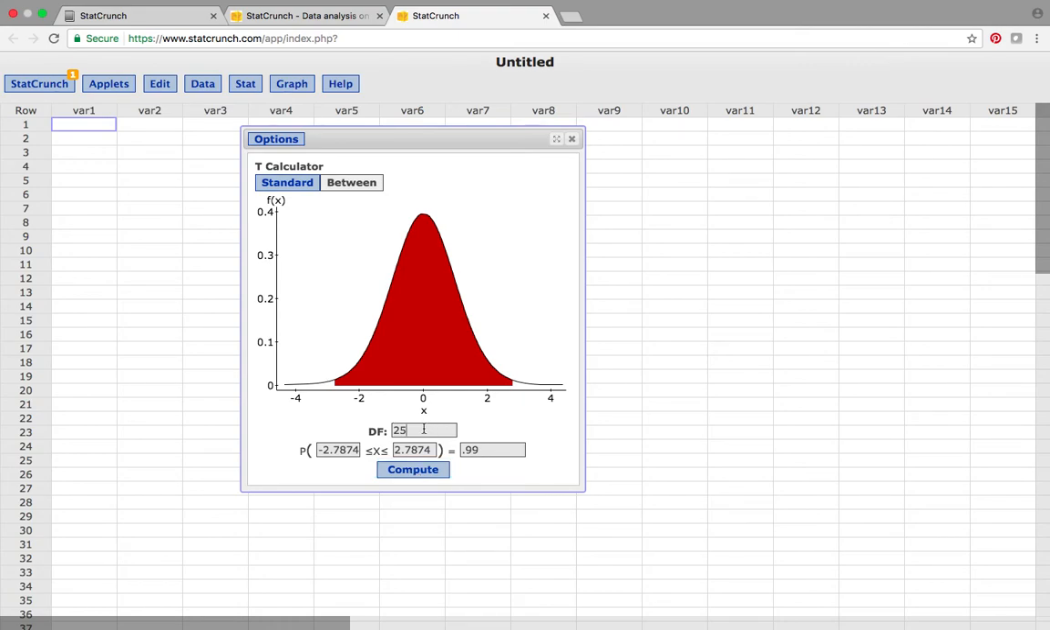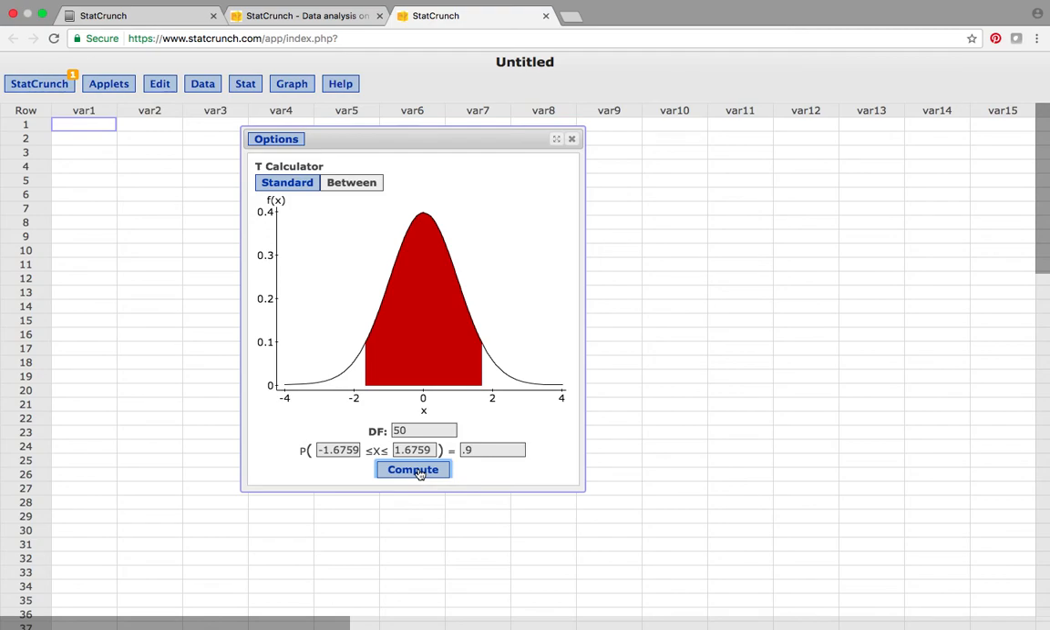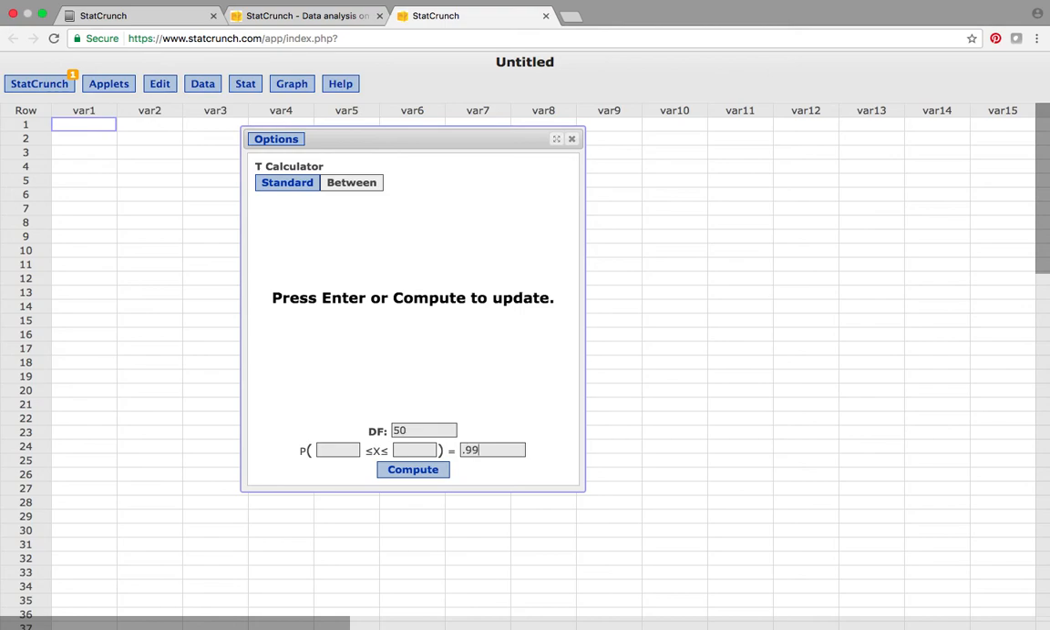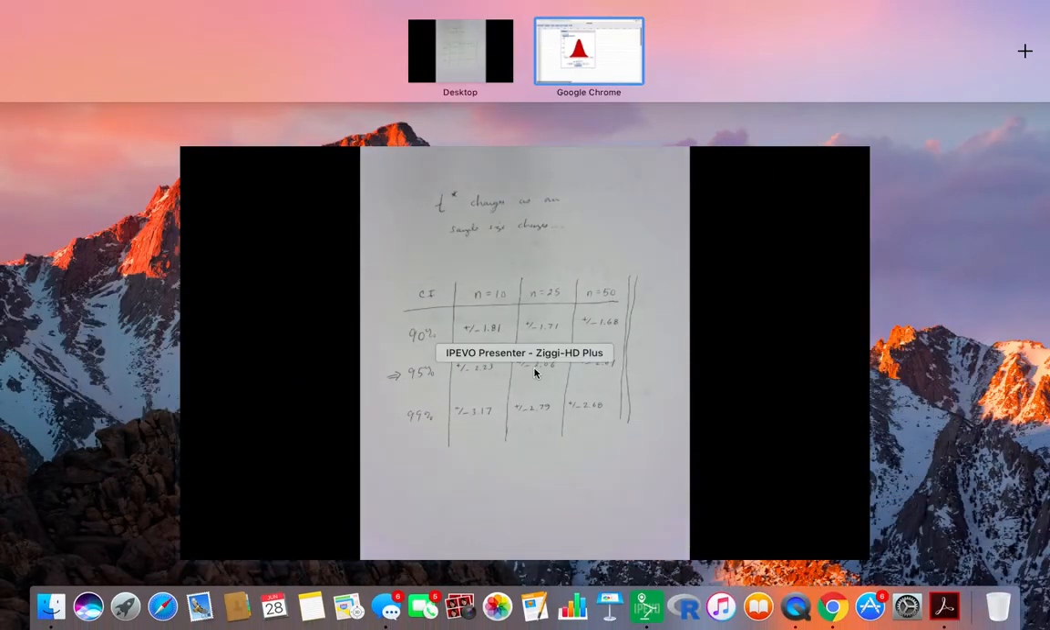All right, let's jump up to 50. 0.9, 1.68. Well, we will keep the 50, don't we? 0.95, 2.01. In 99, 2.68. Now, I've reported all that over here.